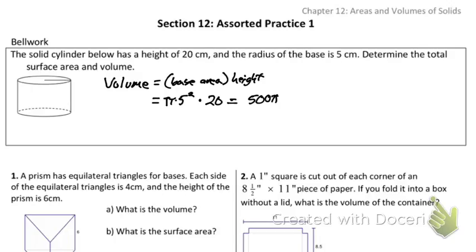500 pi centimeters. We should bring pi in someday. Cubed. Can I bring pi? You sure can. Wow. All right, so we have 500 pi centimeters cubed. Questions on volume or surface area?